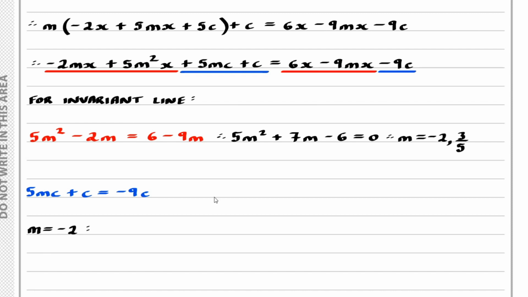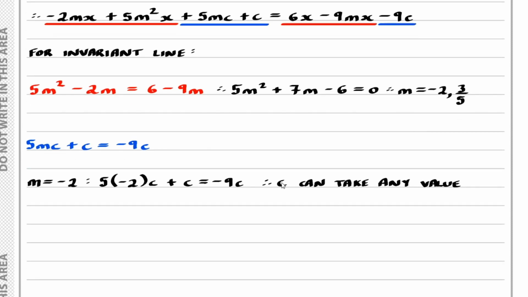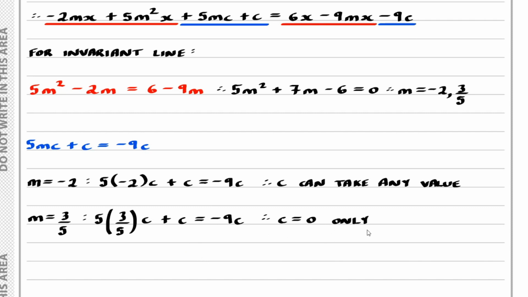Now, if we think about this m equals negative 2 and substitute back into here, we've got 5 times m, which is negative 2, times c, plus this extra c, which equals negative 9c. And so what you can see here is c can take any value. And if we think about m equals 3/5, I've got 5 times m, which is 3/5, times c, plus c equals negative 9c. And therefore, what you can see here is c is equal to 0 only.